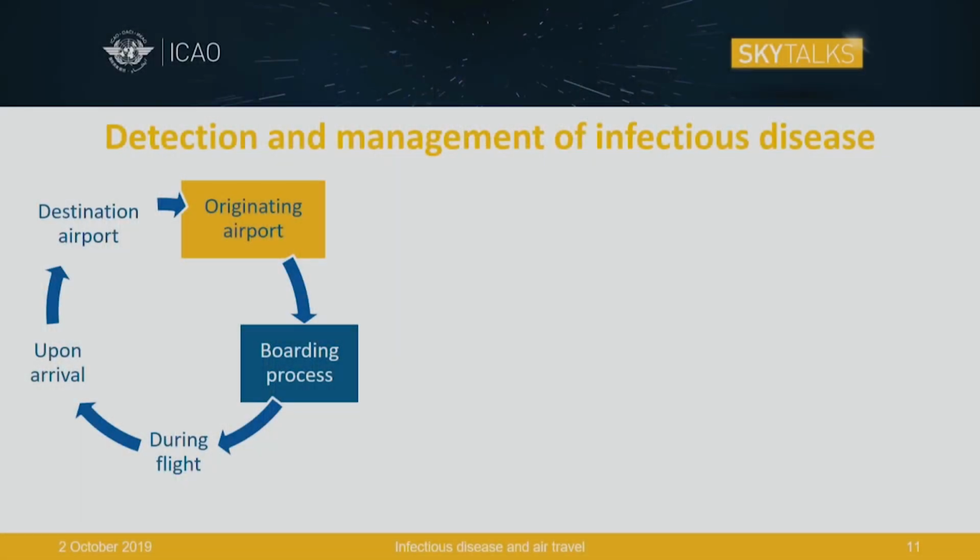So we need to detect the human, and that is what we're all about. We have 3 pillars. We're looking at the human, we are looking at the real vectors, which are the mosquitoes, and we're looking at the aircraft surfaces.